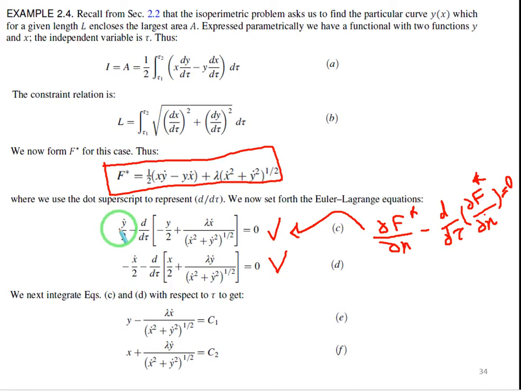Now we can easily integrate these equations with respect to tau. If we do so, we can say that y over 2 minus the expression in the brackets is equal to a constant number. If I sum y over 2 plus y over 2, I have y, and I can do the same for the second equation, equation D, and I reach these equations.